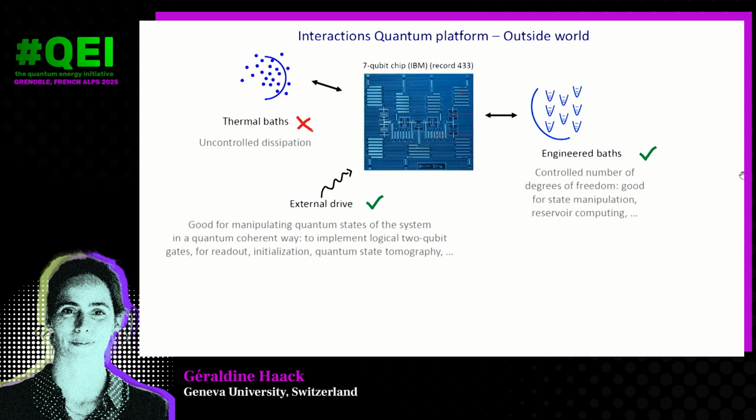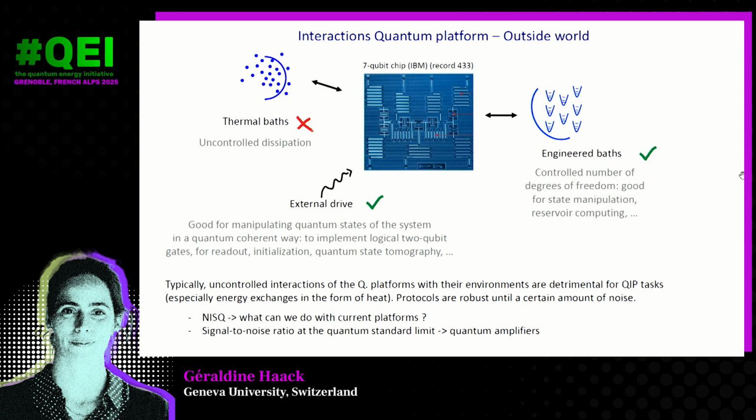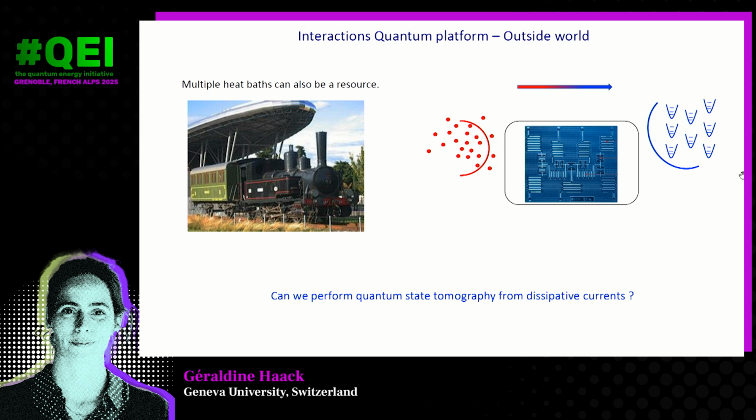But typically, one wants to avoid dissipation with thermal baths in the sense of uncontrolled dissipation, where you really have heat flowing out of the system. And so this is why now for quantum technologies, people are asking, what can we do even if we have a small amount of noise or dissipation that we do not control? This motivates some of the questions in the NISQ direction, and it also puts some fundamental limits on metrology.